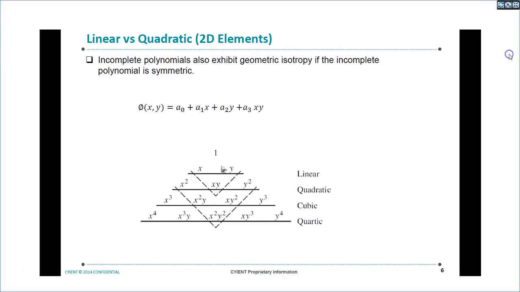So these terms can be taken as a formulation for the elements. So it should either be a complete polynomial, or an incomplete polynomial which is symmetric. Those are the two things you can consider for the element formulation. For the time being, we will be talking about linear and quadratic. We are not using cubic. Only linear and quadratic we will be talking about in our stress analysis.